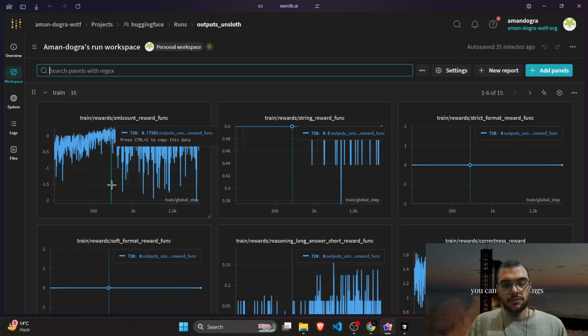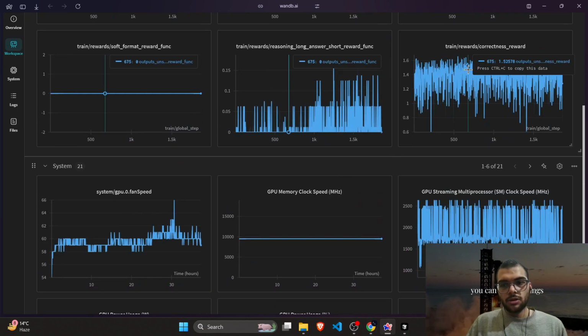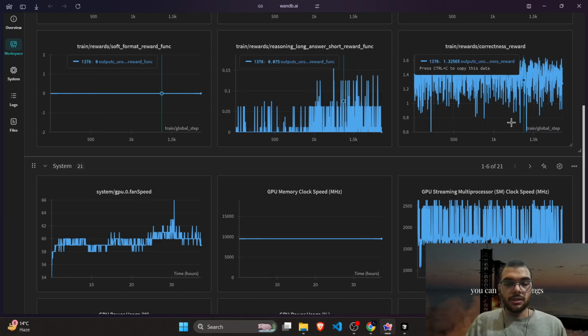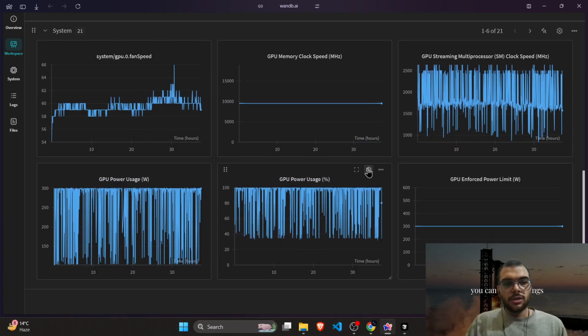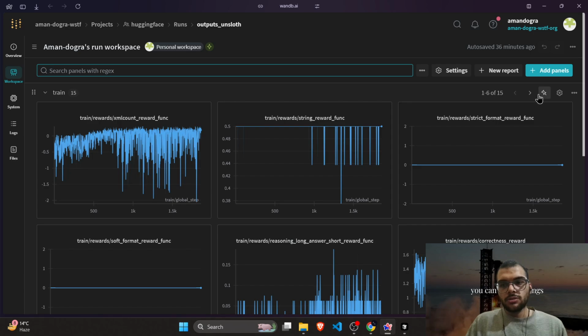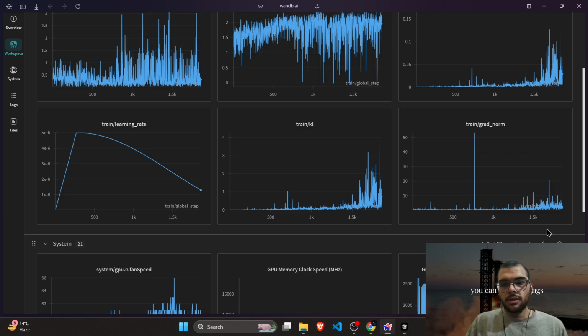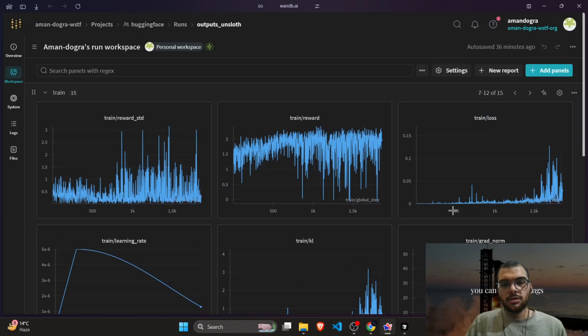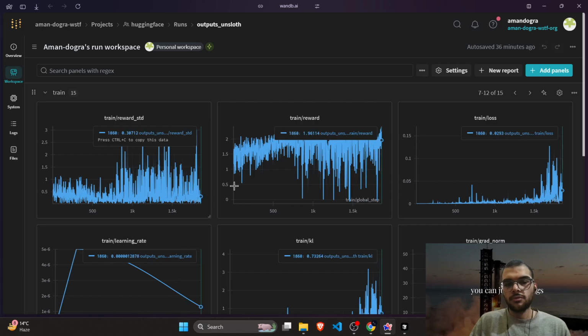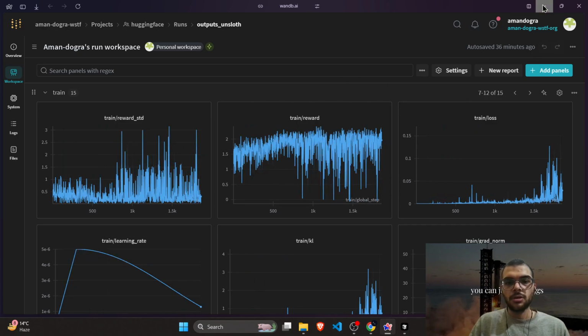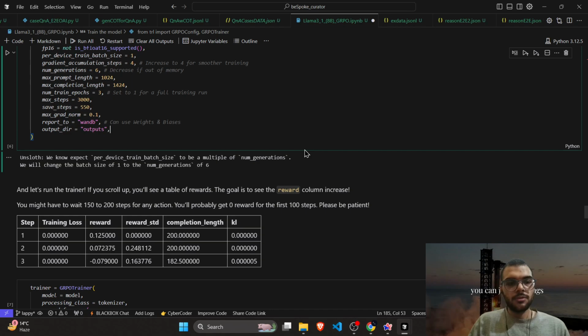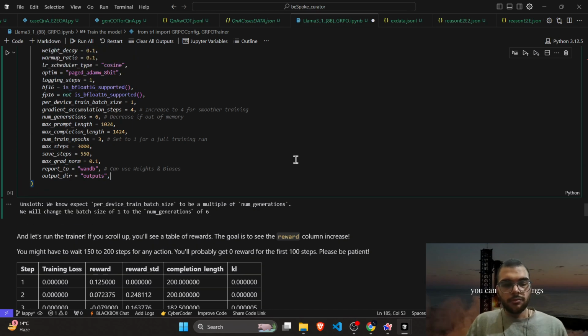And here you can see different reward functions and how they are working on the data. You can also get GPU stats, and you can also get the loss function, reward function, and all the things which you want to see during the training of your model. You can just watch them from there. You can just have a look at that.